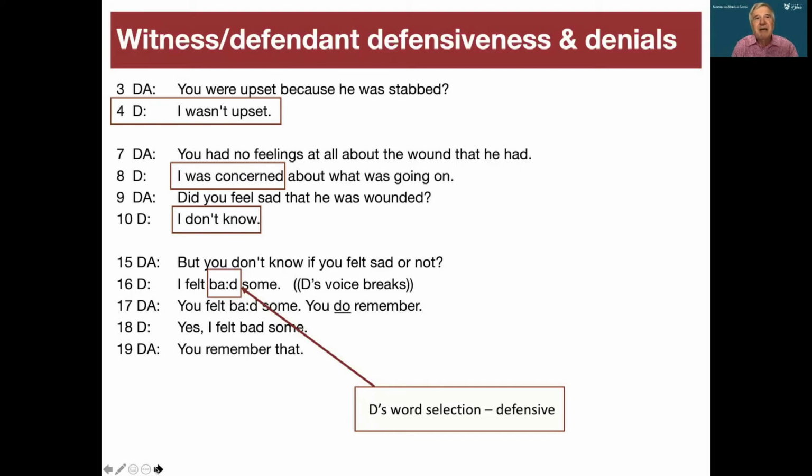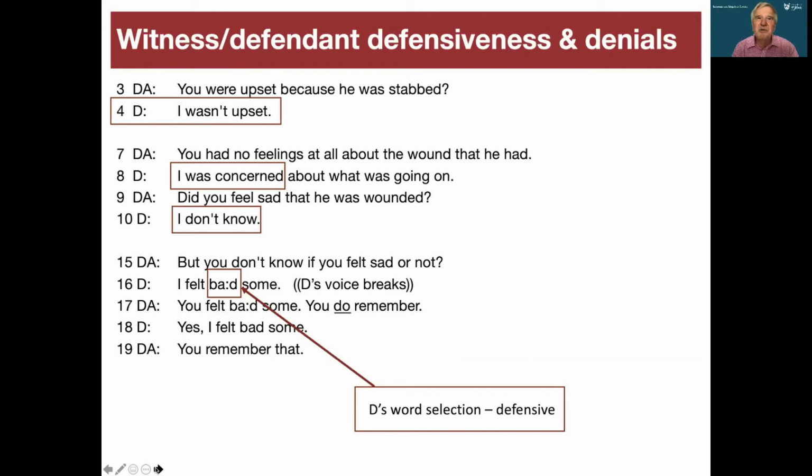When he comes back at her in line 7 with, "He had no feelings about the wound that he had," no feelings, she now substitutes with, "I was concerned." And now "I was concerned" denies, of course, it's a feeling. So it's not "I didn't have any feelings," but the feeling is concern. So she's got something which she's a bit more comfortable with. He avoids that. He elides that completely.